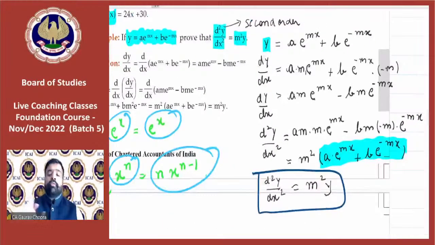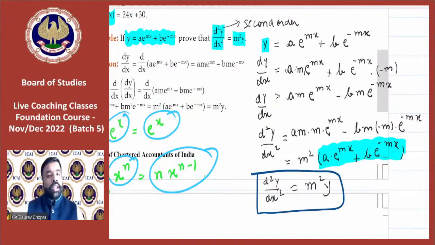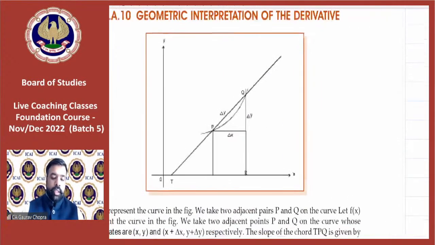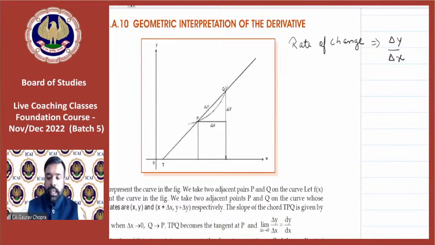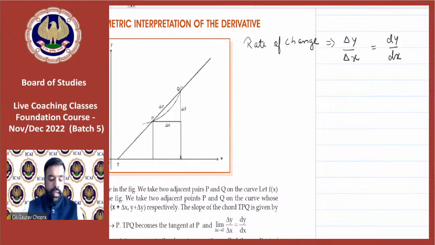All right. So what we had done, we had differentiated two times, and after that we got the result. Now the next concept, that is the geometric interpretation of the derivative. Whenever we talk about one variable with respect to another variable, how much change is happening in one variable with respect to the second variable, we normally write it as change in y upon change in x. So in general, we write this simply as dy by dx.